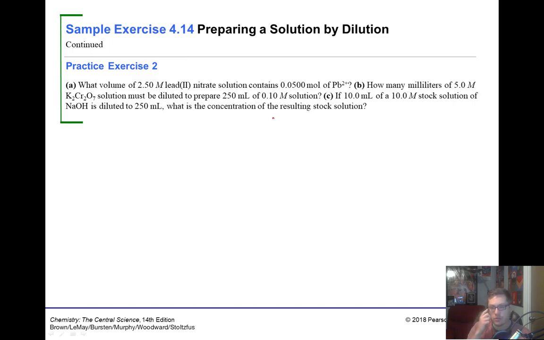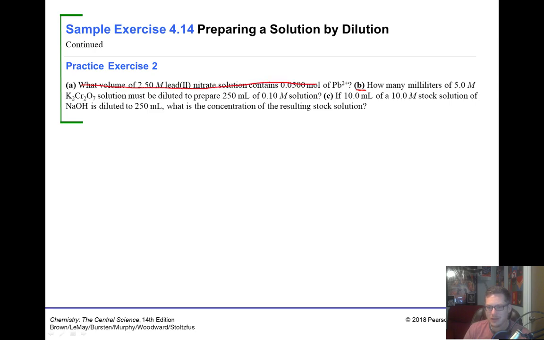It says, what volume of 2.5 molar lead nitrate solution contains 0.05 moles of lead? So we need to find out the moles of lead. Why are they asking us to do this? Forget that. Let's do B here. Okay, this is the math that we're talking about.